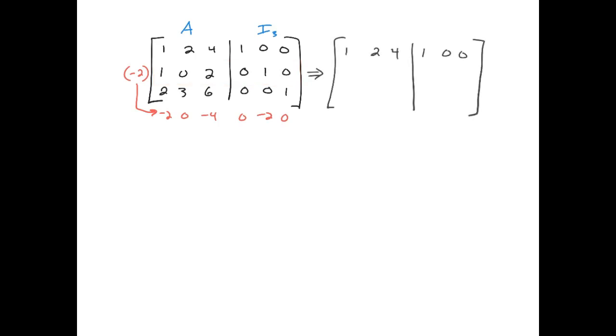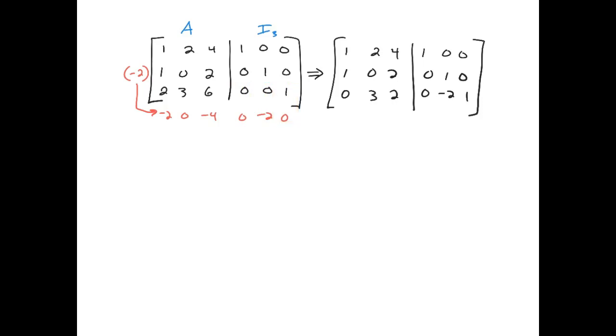Now you can see I've copied over the first row because it's not involved in the transaction, so it stays. And then I'm going to keep the second row, and I'm going to replace the third row with my sum. So that's going to be 0, 3, 2, 0, -2, 1.